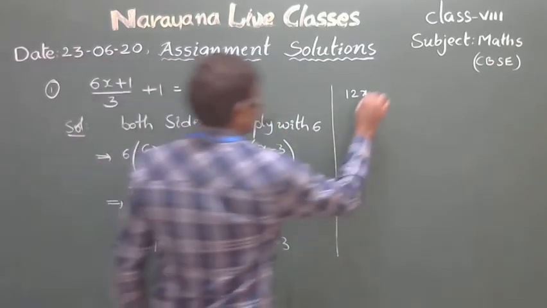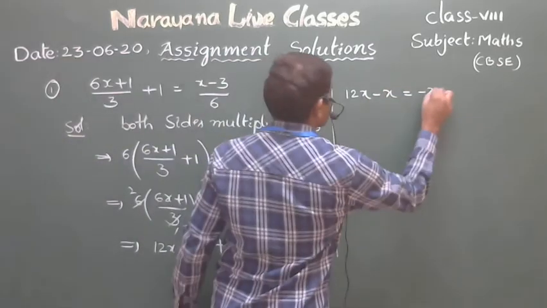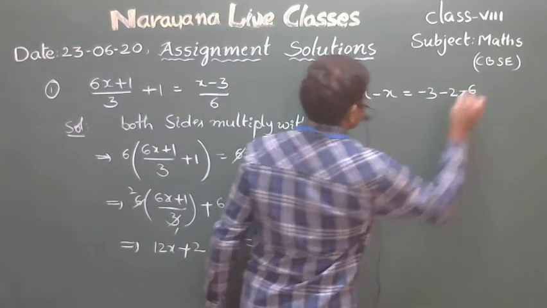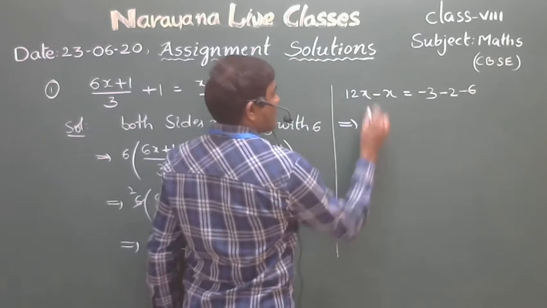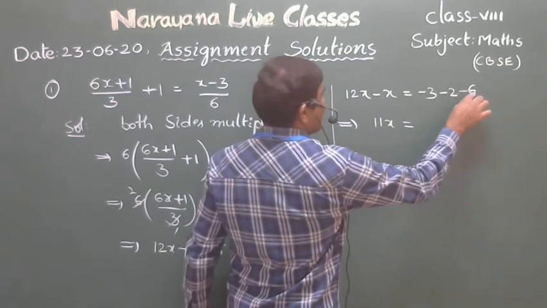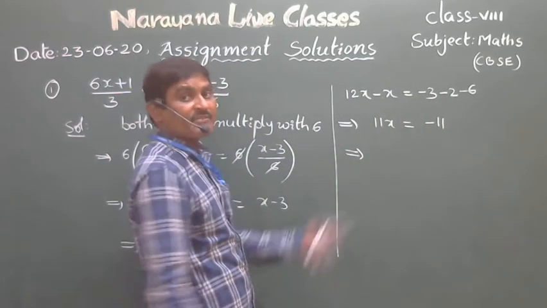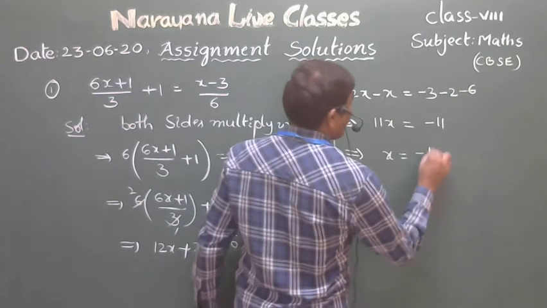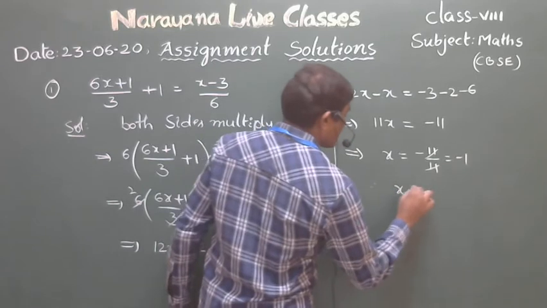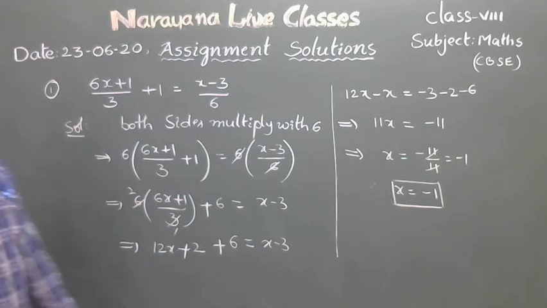This x will be transformed to the left side as minus x, and on the right hand side we have minus 3. This plus 2 plus 6 will be transformed to the right side as minus 2 minus 6. So 12x minus x is 11x equal to minus 2 minus 3 minus 6, minus 11. Now 11 is multiplied with x, so it is transformed to the right side and divided. Then x is equal to minus 11 by 11 equal to minus 1. Therefore x is equal to minus 1 is the solution of the first equation.